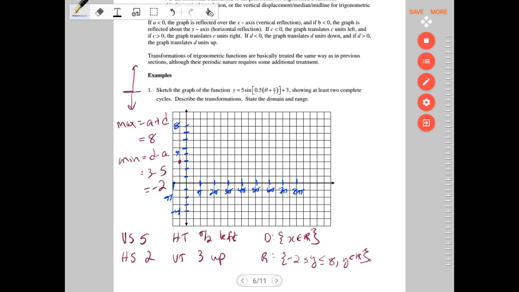Okay, and if we have a horizontal stretch by a factor of 2, then we have a new period. So period is equal to 2 pi over b. Our b value was 0.5, or half, so 2 pi divided by half, flip and multiply, that gives you 4 pi. So our period is 4 pi, and of course we want 2 cycles, so I need at least 8 pi. Okay, let's plot some more points on here.